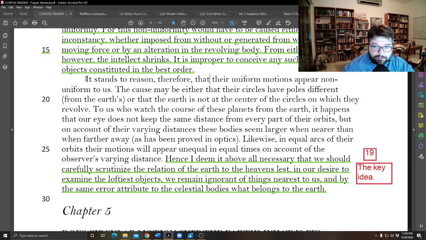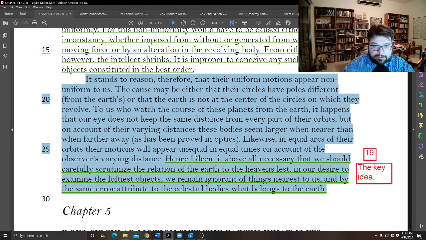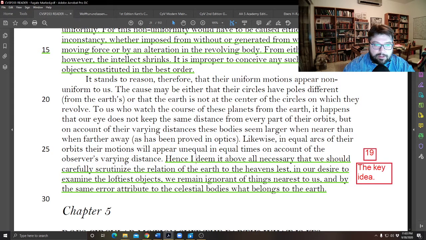So this is where he takes a real departure from Ptolemy, right? He says, "Hence I deemed it above all necessary that we should carefully scrutinize the relation of the earth to the heavens, lest, in our desire to examine the loftiest objects, we remain ignorant of the things nearest to us." What is nearest to us, he's talking about? The motion of the earth. "And by the same error attribute to the celestial bodies what belongs to the earth." So this is his key idea.